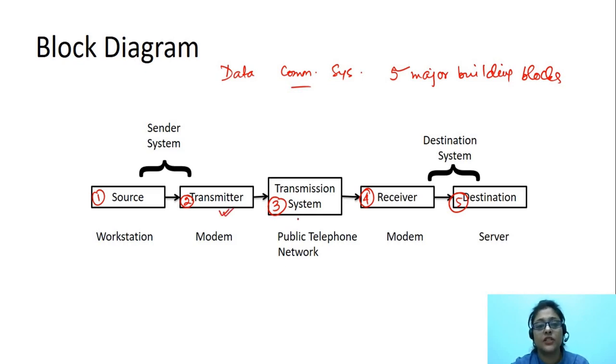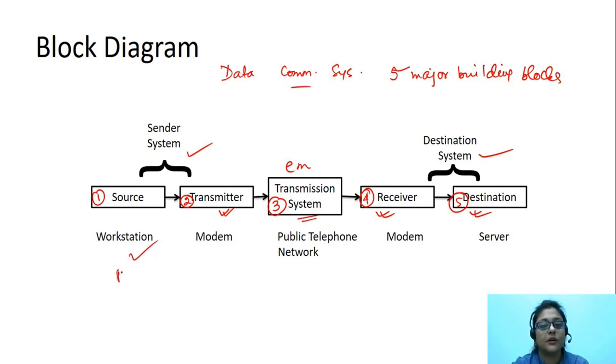The next part is the transmission system. It is the path through which the data actually moves in the form of electromagnetic signals. At the end of the transmission system, we have the receiver, which converts the received signal into a format to be understandable by the destination. So the fourth component is the receiver and the fifth component is the destination. Now together, the source and the transmitter comprise the sender system, and this receiver and the destination comprise the destination system.